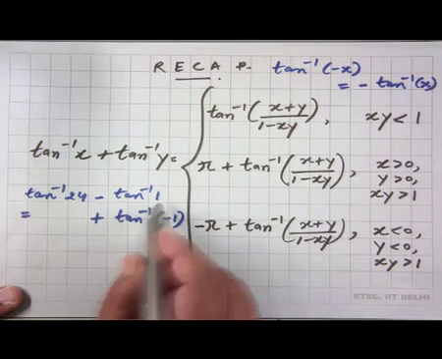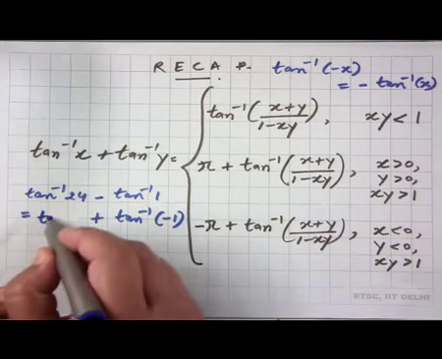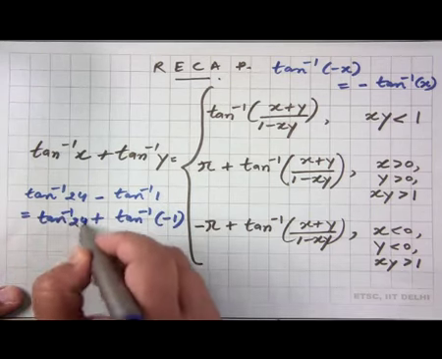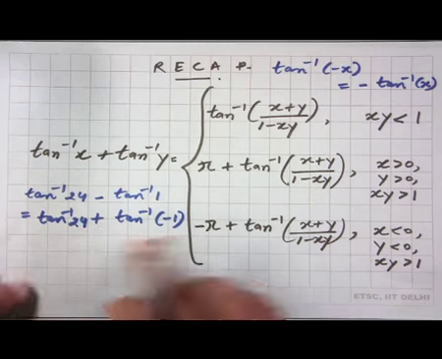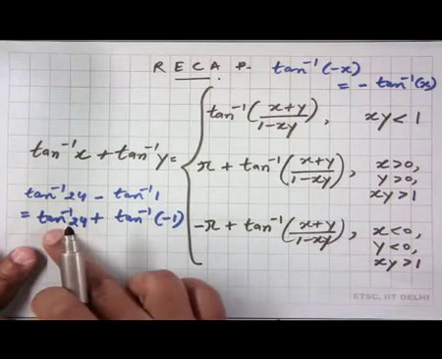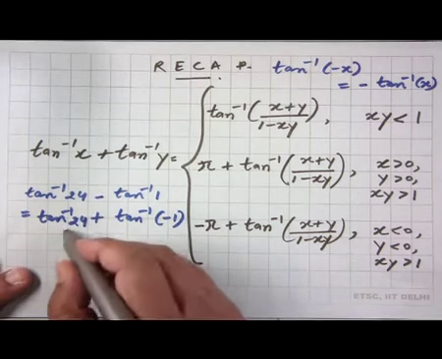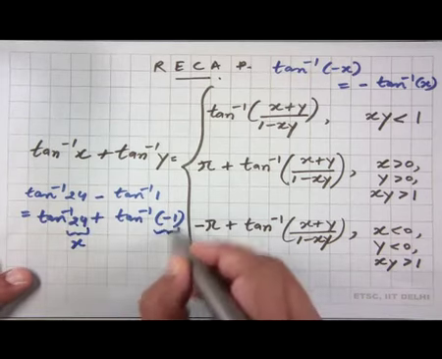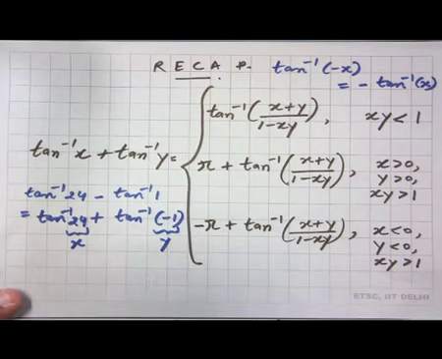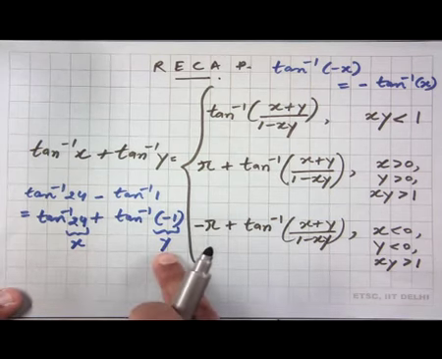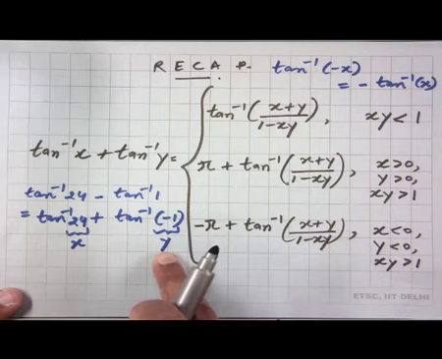So, now this term therefore equals tan inverse of 24 plus tan inverse of minus 1. So, finally, we have this expression in the form tan inverse x plus tan inverse y. So, this is x and this is y. And then here we see that x into y is minus 24.